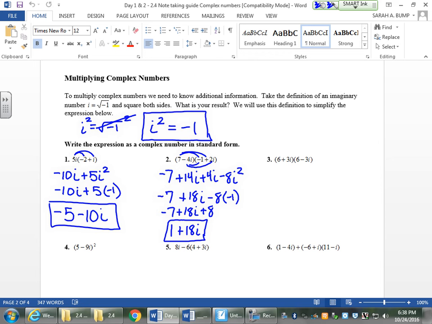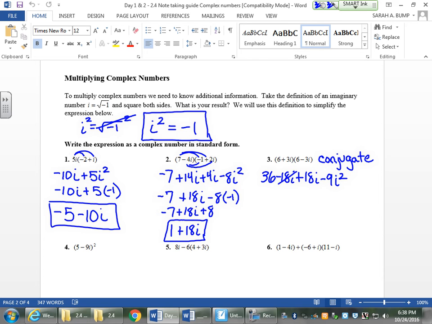Number 3, before we distribute, I would like you guys to write down a word next to this because it's going to come up in the division example. Those are considered conjugates of one another, and that's because the factors of the imaginary numbers are identical except for one is plus and one is minus. Something special is going to happen when you distribute these out. I'm going to get 36 minus 18i plus 18i minus 9i squared when we distribute.